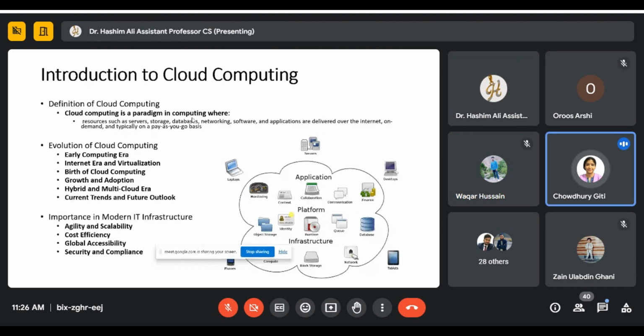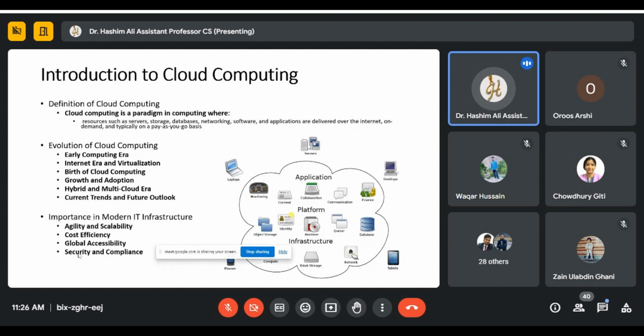Okay, sir. You are now in the introduction to cloud computing slides, right? Yes, I am in the introduction of cloud computing, and currently I'm discussing the last point: security and compliance. Yes, sir, we can see it now. Thank you.